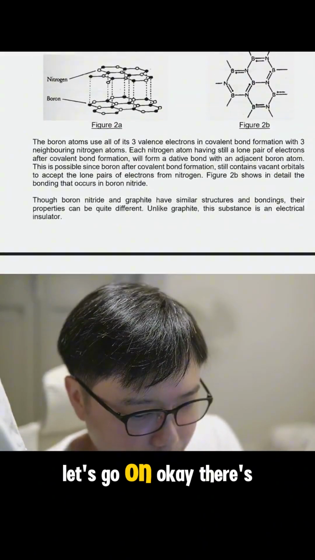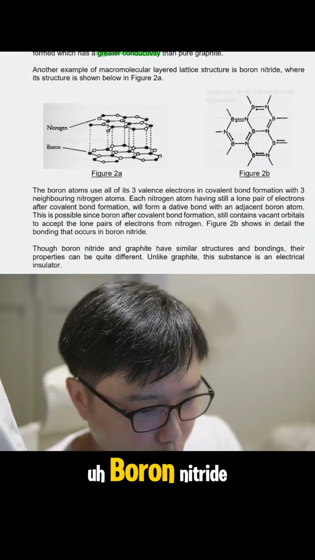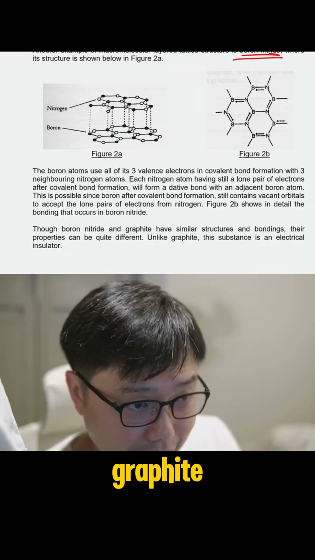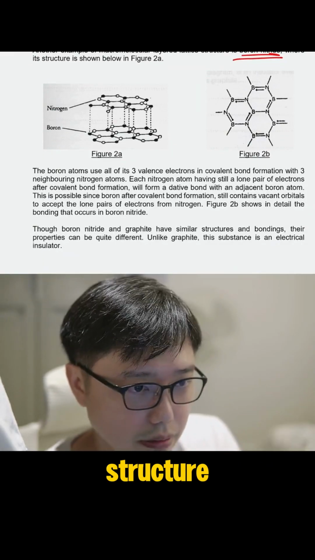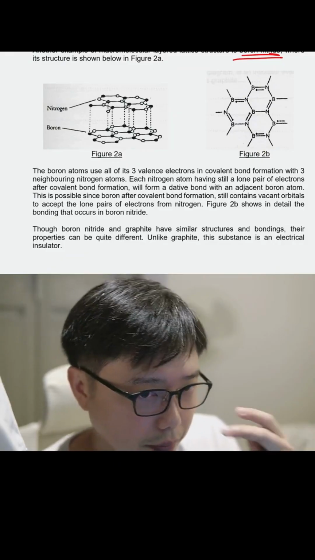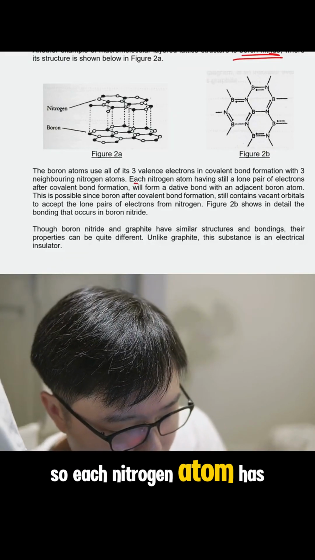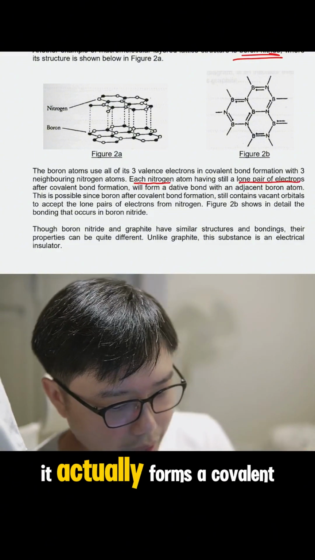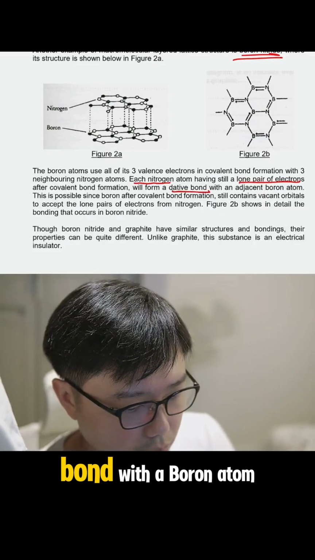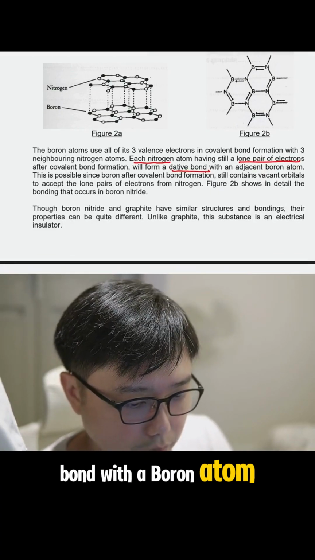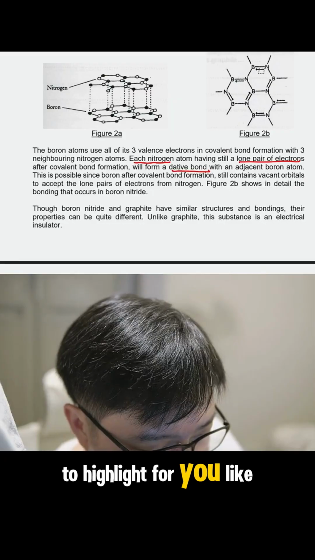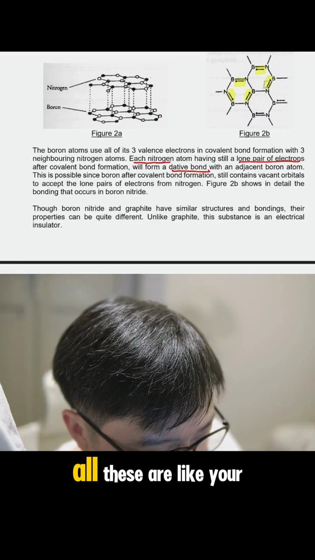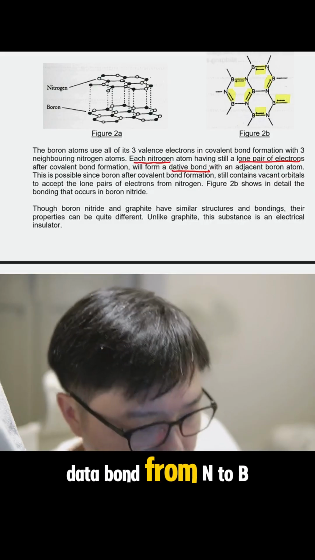Let's go on. There's another structure, boron nitride. It's very similar to graphite. It's also a giant molecular layered structure. Each nitrogen atom has a lone pair, but now this lone pair is not delocalized. It actually forms a dative bond with a boron atom. I'm just going to highlight this dative bond for you. The arrow is very small, so bear with me. All these are your dative bonds from N to B.